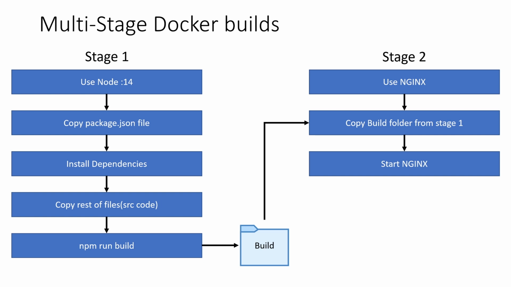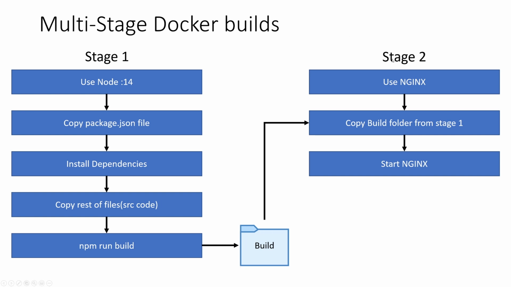And so this diagram is going to explain ultimately how we're going to do that. We're going to break it down into 2 different stages. The first stage is basically what we had before. We do the from node, and then a specific version if you're interested in that. We copy the package.json. We install the dependencies. We copy the rest of our source code. And then we run an npm run build instead of an npm start. And that's going to return all of those static files in a build folder.